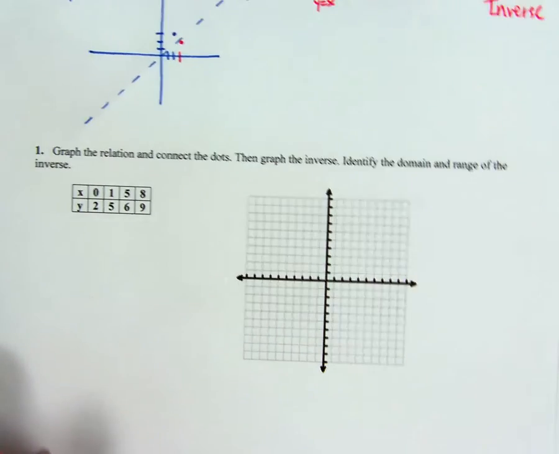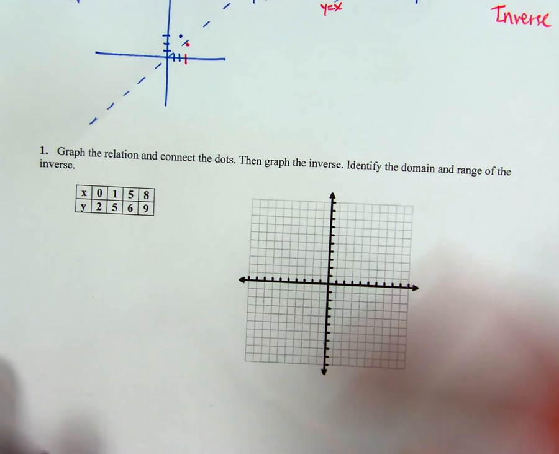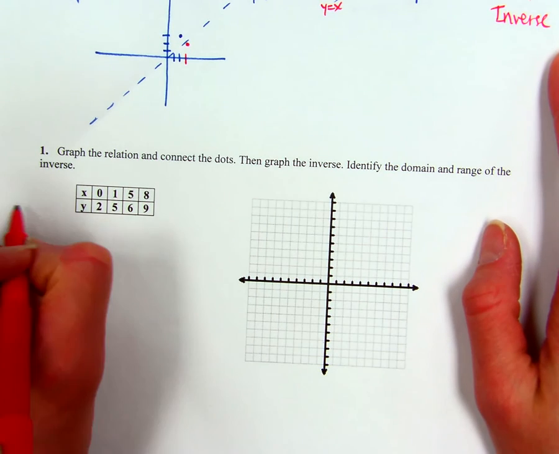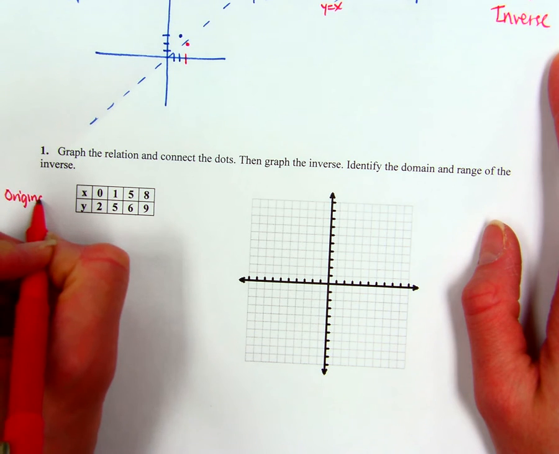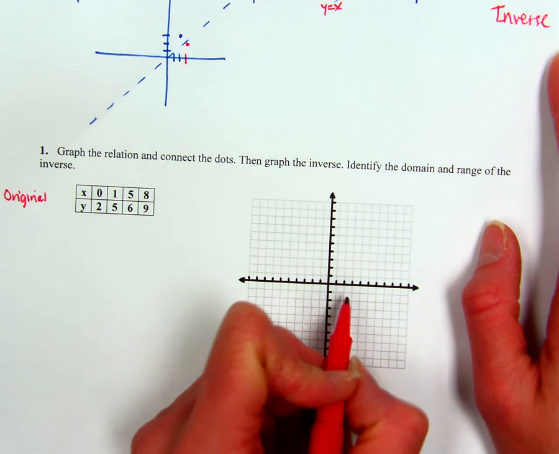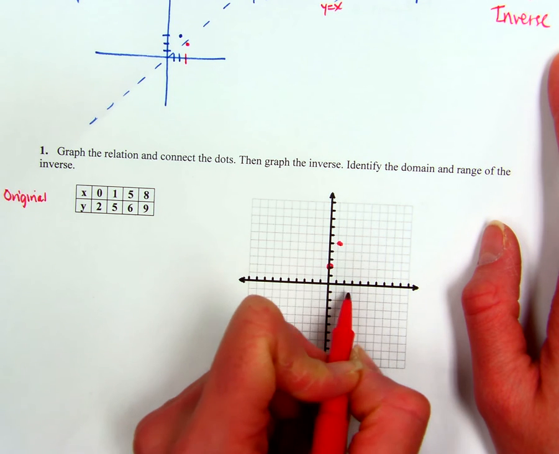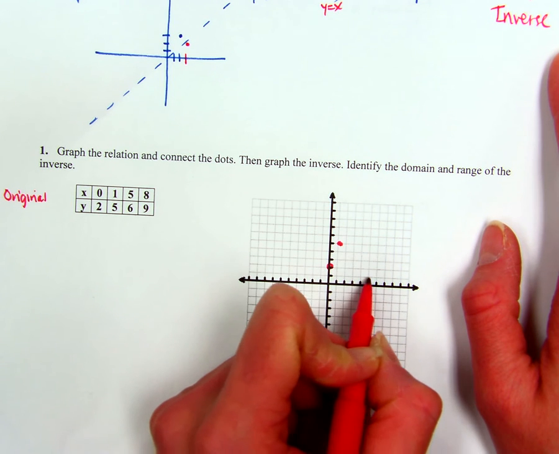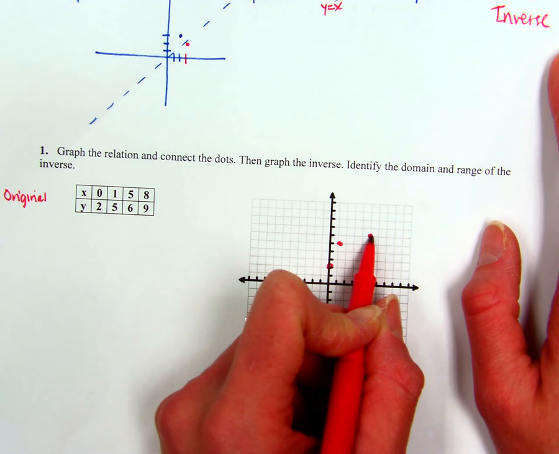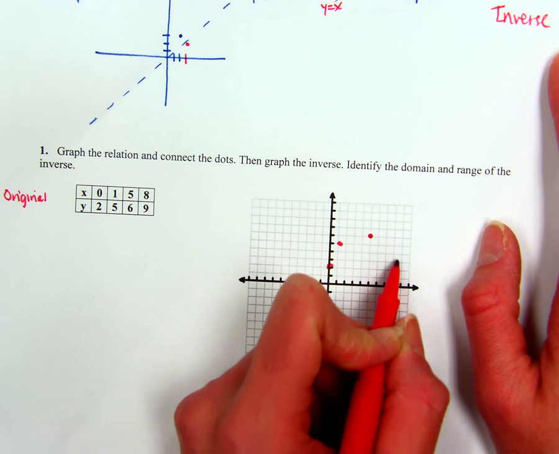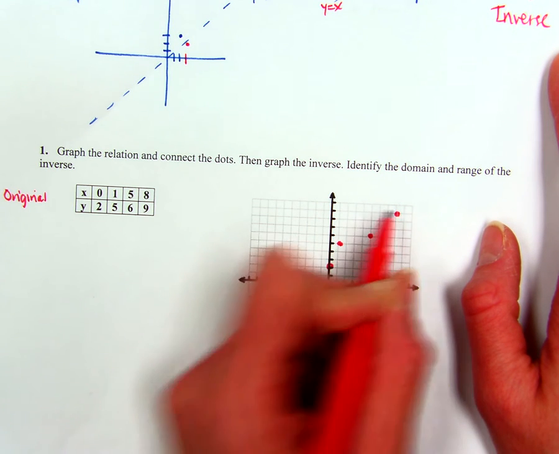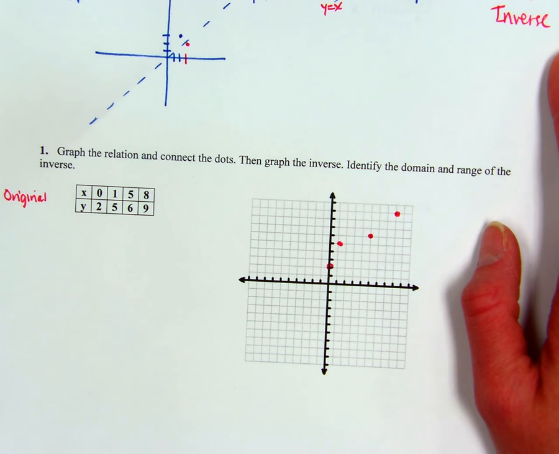All right, so we're going to do number 1. It says graph the relation and connect the dots. So here's my original problem. I'm just going to graph these points. I have 0, 2, 1, 5, 5, 6, and 8, 9.